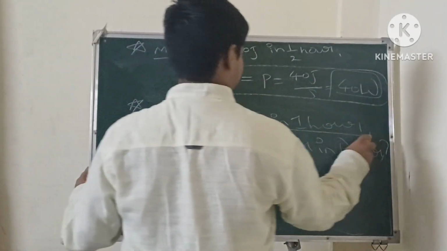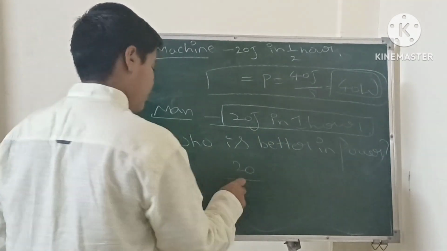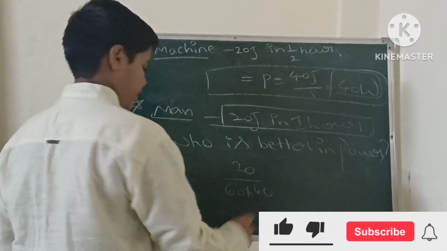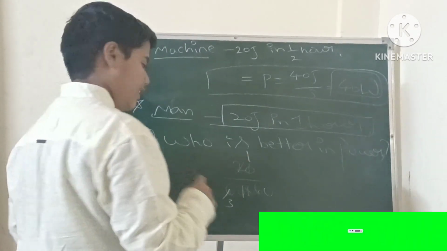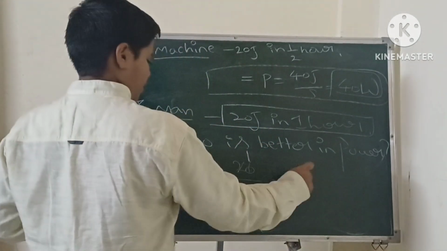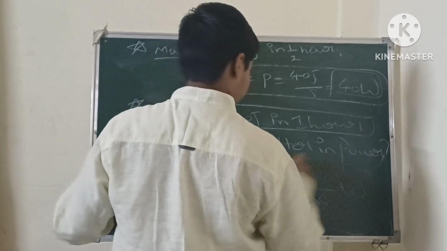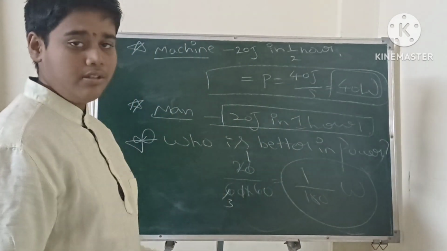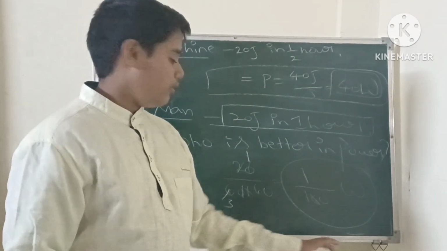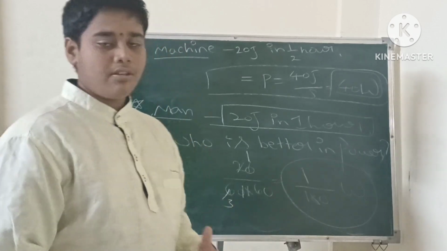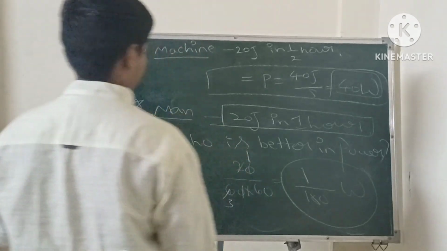In this, 20 joules in 1 hour means 20 by 1 hour, which is 60 into 60. So the 0 gets cancelled, 2 times 1, 2 times 3 times. And here it is 1 by 180 watt. So it will get in 0 points. And here 40 watt. So there is a lot of difference in power. So the machine is better in power. Okay. So this is a star point. Note it down.